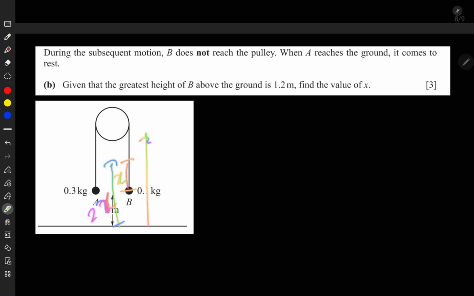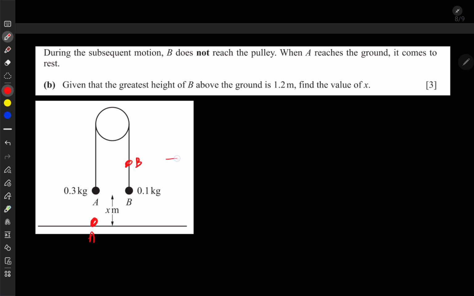Then it travels further. The total is 1.2 meters. Okay, and it is not reaching the pulley also. So with this information we have to find the value of x, and A reaches the ground and comes to rest. See what will happen when A is here. When A is here, B will be here. Let's take this pen. So assume that A is here and B will be here.